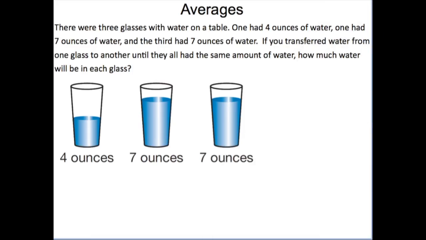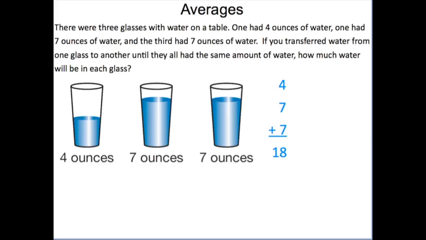Okay, our first problem. There were 3 glasses of water on the table. One had 4 ounces of water, one had 7 ounces of water, and the third had 7 ounces of water. If you transferred water from one glass to another until they all had the same amount, how much water would be in each glass? Well, the first thing we need to do is find the total amount of ounces that we have. We have the addends 4, 7, and 7, and add them together, and that gives us 18.